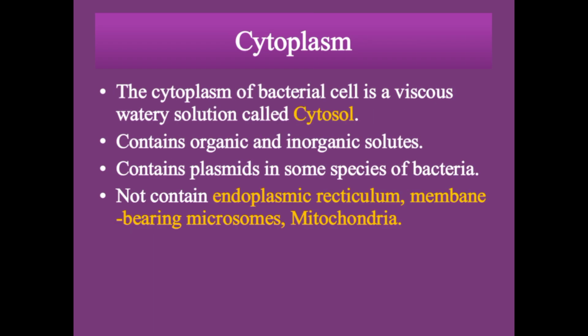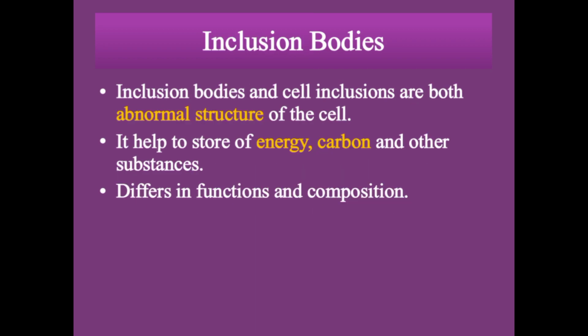Next one is cytoplasm. The cytoplasm of the bacterial cell is a watery solution called cytosol, containing a variety of organic and inorganic solutes and ribosomes, and plasmids in some species of bacteria. It does not contain endoplasmic reticulum, membrane-bearing microsomes or mitochondria. Next one is inclusion bodies. Inclusion bodies and cell inclusions are both abnormal structures that can be found in cells, but they differ in their composition and function. They help to store energy, carbon and other substances.